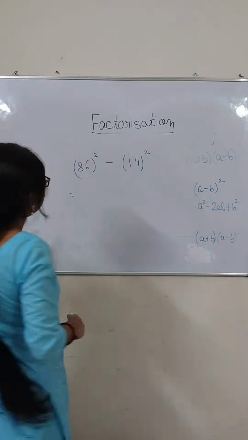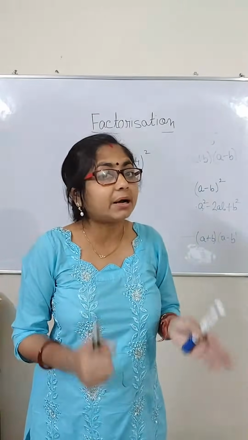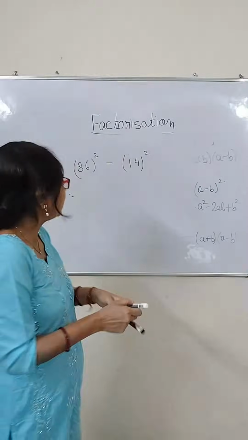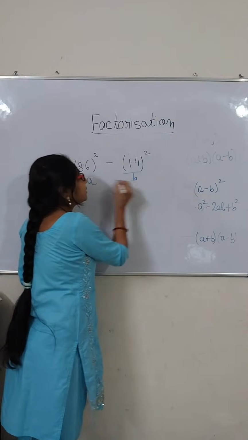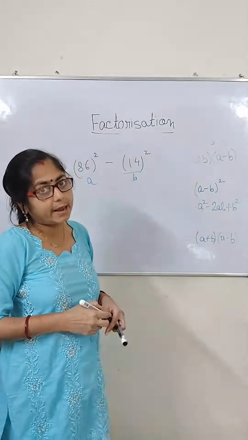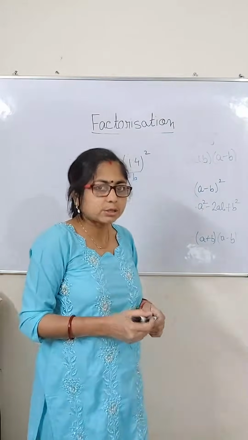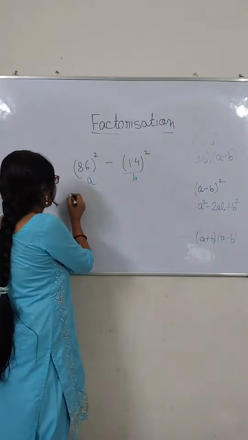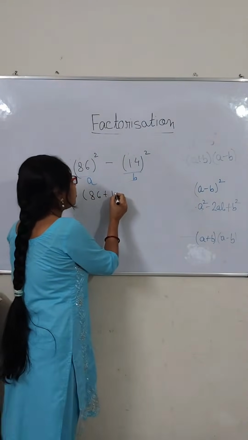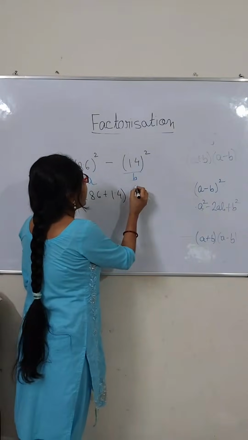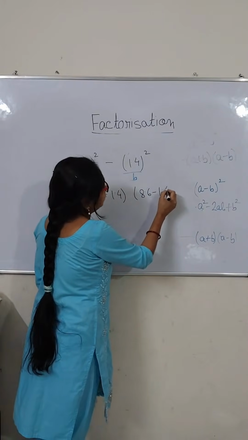Now, complete it. It is a decimal math. Same math, same formula applies, but do the decimal properly. Here it is A and here it is B. What formula do I apply? A square minus B square. Okay, A square minus B square. So how can I write here? 8.6 plus 1.4 and 8.6 minus 1.4.